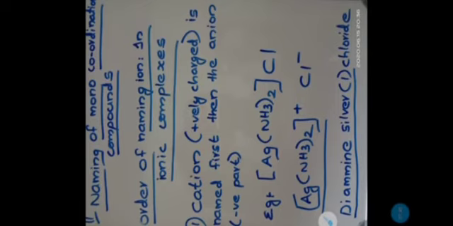Another example, [Ag(NH3)2]Cl. It also has two parts. Cationic part is [Ag(NH3)2]+ and anionic part is Cl-. So while giving the name, diamminesilver(I) chloride, we gave the name of the cationic part first, then only we talk about the anionic part.